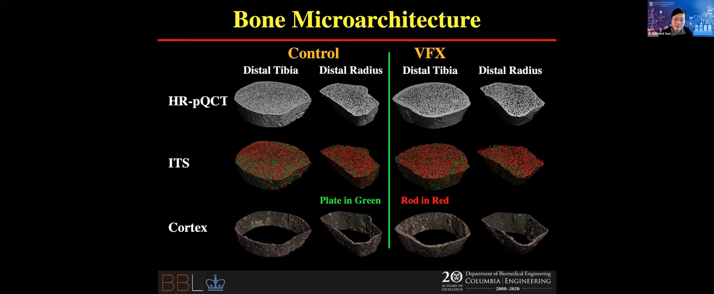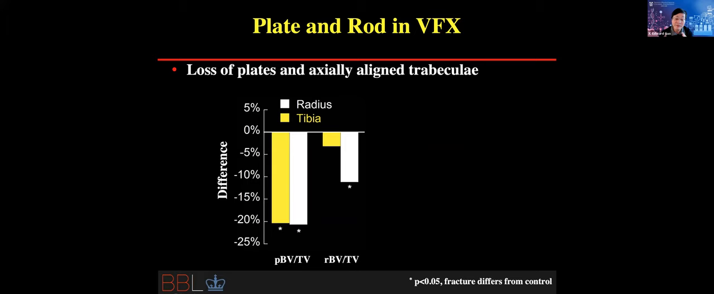By just looking at them, certainly on the fracture side you have more rod, right? You have more red in here. And quantifying them indeed, there is a significant reduction in the fracture group in plate and rod bone volume fraction, PV/TV, in both the radius and the tibia.